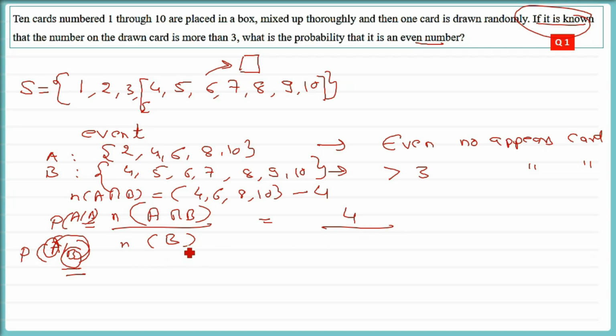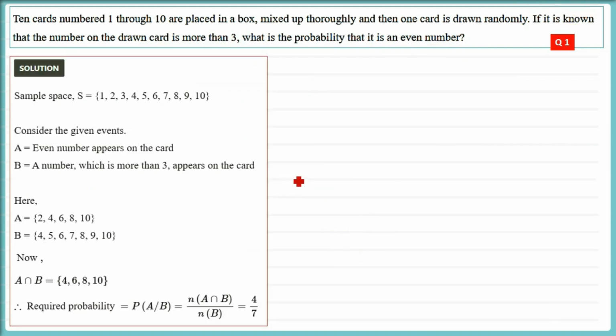What is N(B)? Count the numbers in event B, 4 to 10. So 1, 2, 3, 4, 5, 6, 7. These are 7 numbers. So the probability of getting an even number from 1 to 10 cards, if it is known that the number on the drawn card is more than 3, is 4 by 7. Now how this will be done? This is how you need to write it and execute it. All this writing is very important, because A and B are very important here.